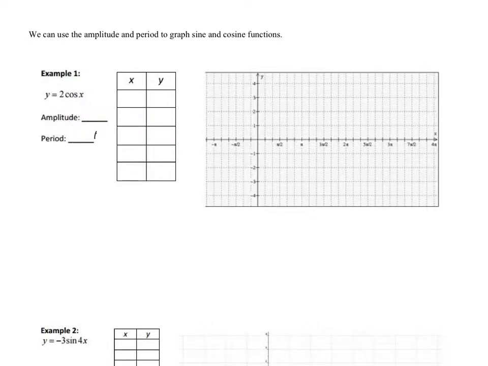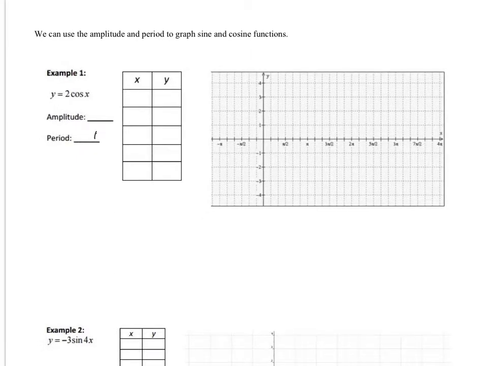So let's look how we could graph some of these. So I'm going to graph y equals 2 cosine x. We just did this on the last page. We know it has a period of 2 pi. So if I pick some values, I'm going to pick the same ones: 0, pi over 2, pi, 3 pi over 2, and 2 pi.